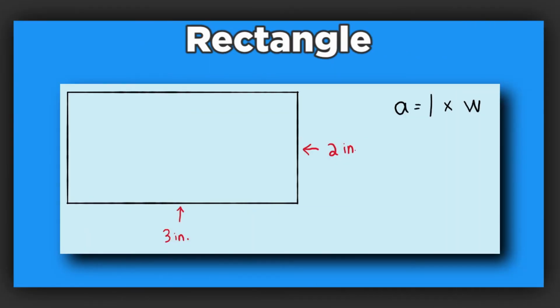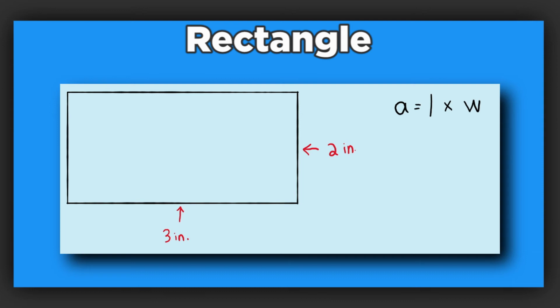Now we are going to learn how to find the area and perimeter of the rectangle. So first we are going to start with the area. The formula for the area of rectangle is A or area is equal to L or length times W or width. Our shape's length is 3 inch and the width is 2 inch.